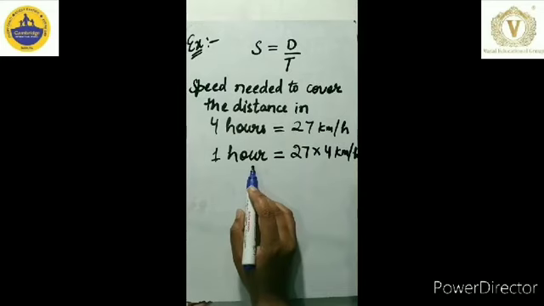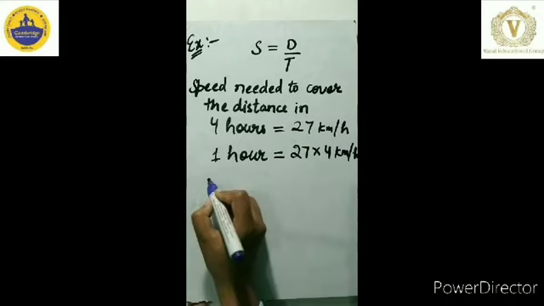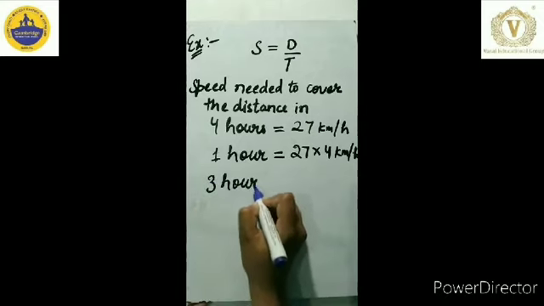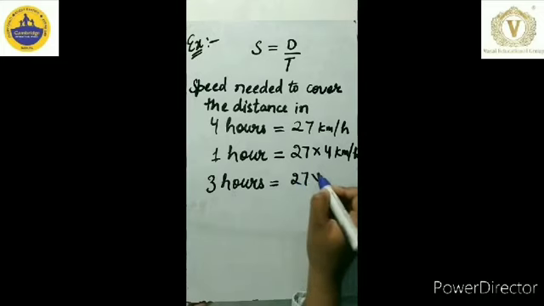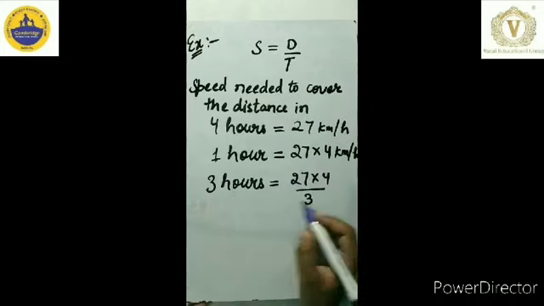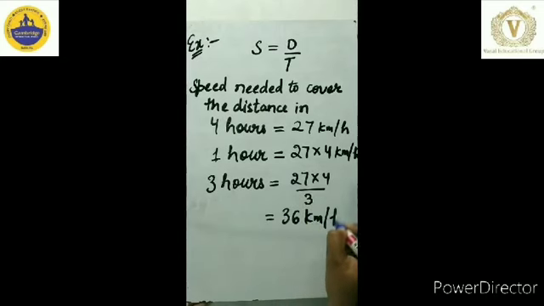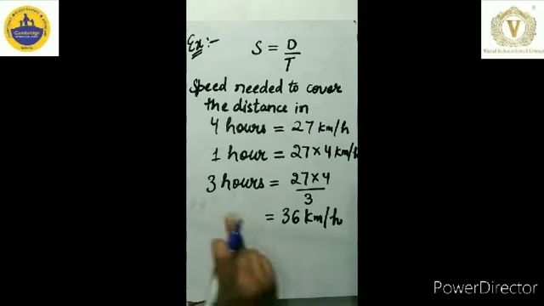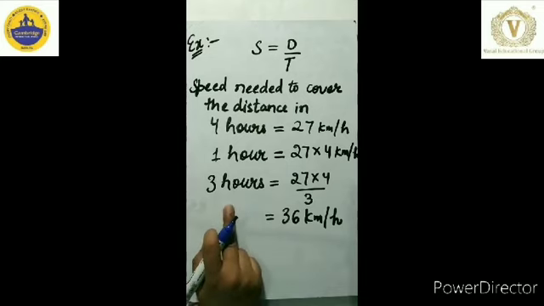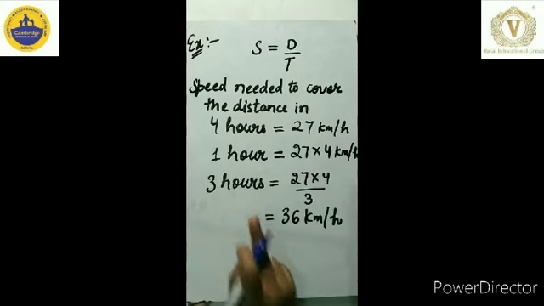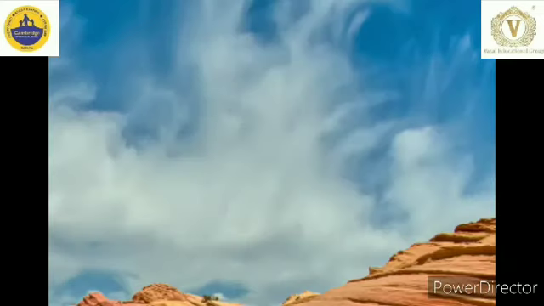But now the question is that the distance needs to be covered in 3 hours. So for 3 hours, it is equal to 27 into 4 upon 3. After doing the cancellation, we will get 36 km per hour. So that means 36 km per hour speed is required to cover the same distance. Here the distance remains constant in 3 hours. I hope now you can distinguish between direct proportion and inverse proportion.